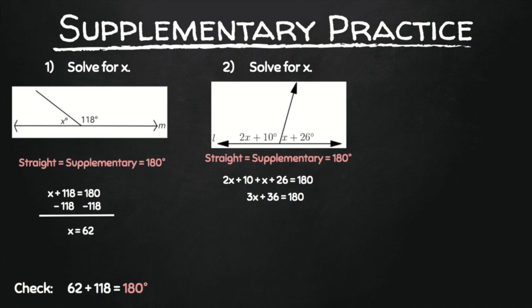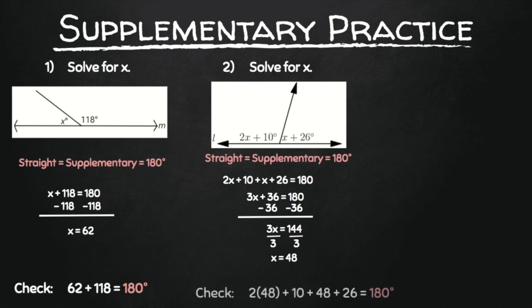To solve this equation, I'm going to subtract 36 from both sides, which leaves me with 3x equals 144. My last step is to divide both sides by 3, which tells me that my solution is x is equal to 48. To check my solution, I'm going to plug in 48 in place of x from my original equation. So 2 times 48 plus 10 plus 48 plus 26 is equal to 180 degrees.